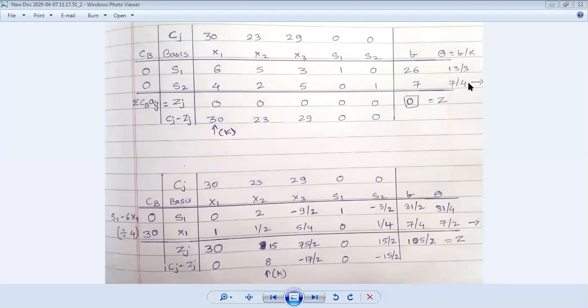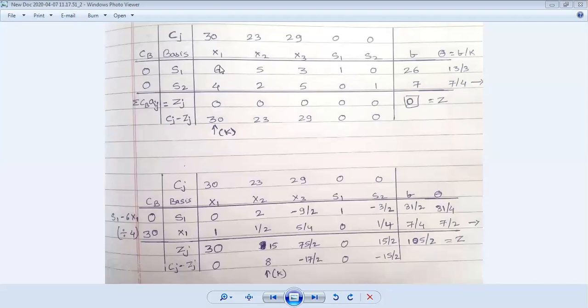Now this row is called the pivot row. The intersection of the pivot row and the key column is called the pivot element. I forgot to mark the braces, so you just add the parentheses over here.